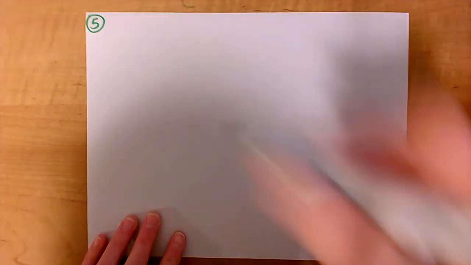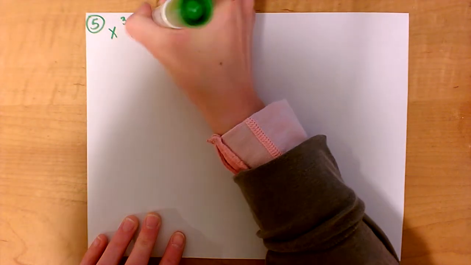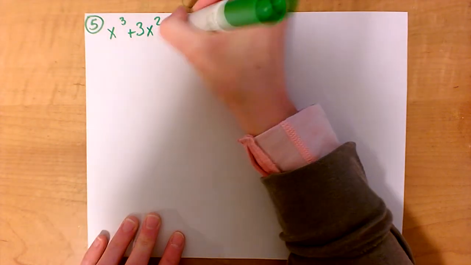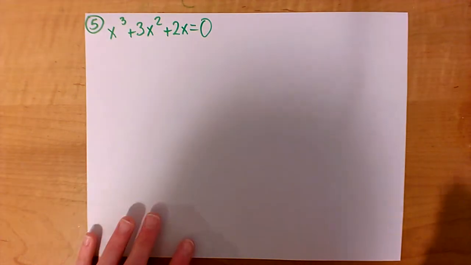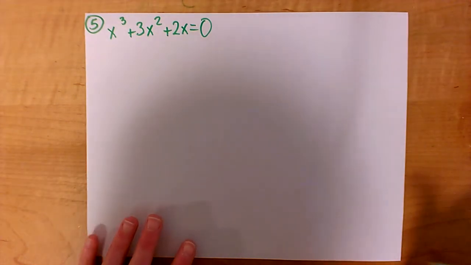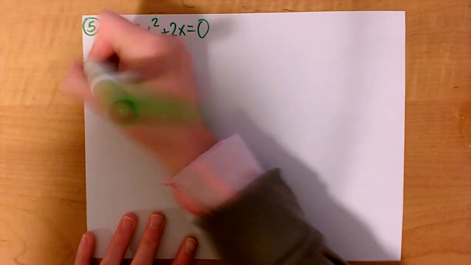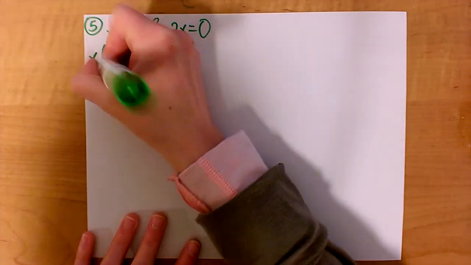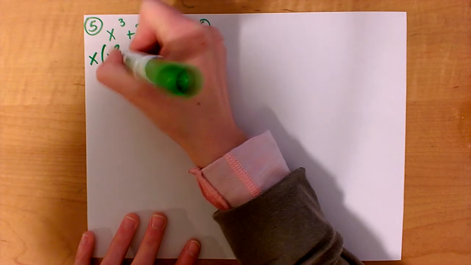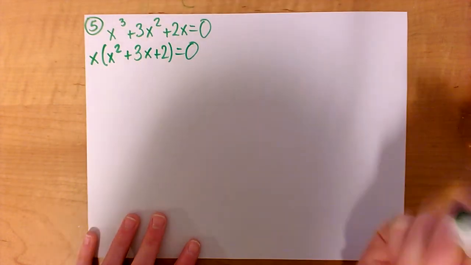So for number 5, I have x cubed plus 3x squared plus 2x equals 0. Okay, so right off the bat I can see that this is going to start off by factoring out a GCF. If we look at all of these terms, they all contain an x. So I'll have a GCF of x. If I pull that out, I'll be left with x squared plus 3x plus 2, and this all equals 0.